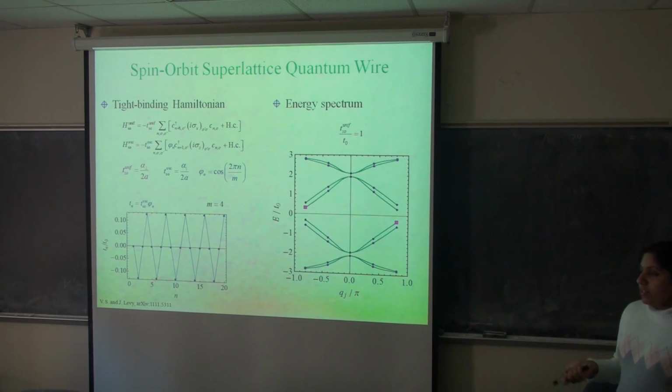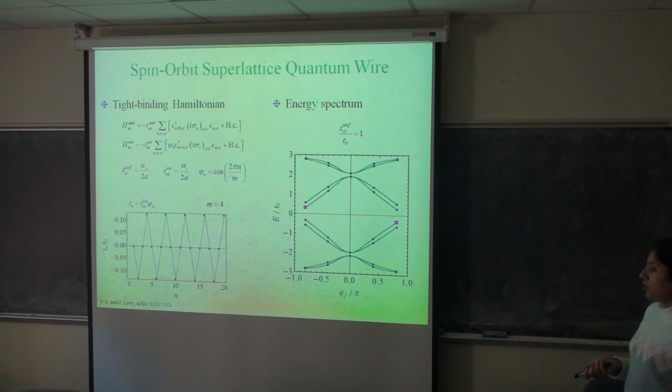So we can now generalize this model for Rashba spin-orbit coupling to include not only a uniform term, but also a spatially oscillating one. And here, notice that the uniform effective field is along the x direction, while the spatially oscillating one is along the z direction. And so here you can see a spatially varying spin-orbit hopping amplitude for a period of m equals 4 lattice sites. And so we can classify the eigenstates for this system according to quasi-momenta associated with this periodicity. And here you can see the energy spectrum for a uniform spin-orbit strength of 1 relative to t0, which is the hopping amplitude associated with the kinetic energy.